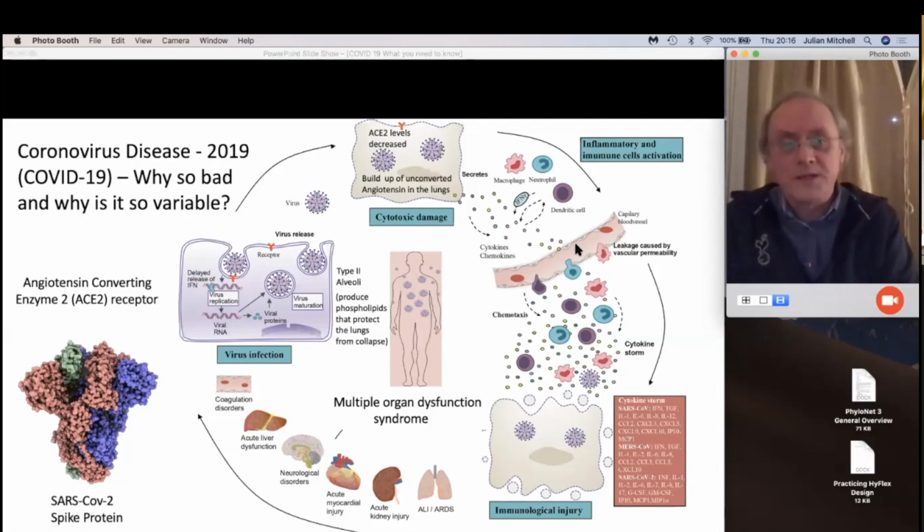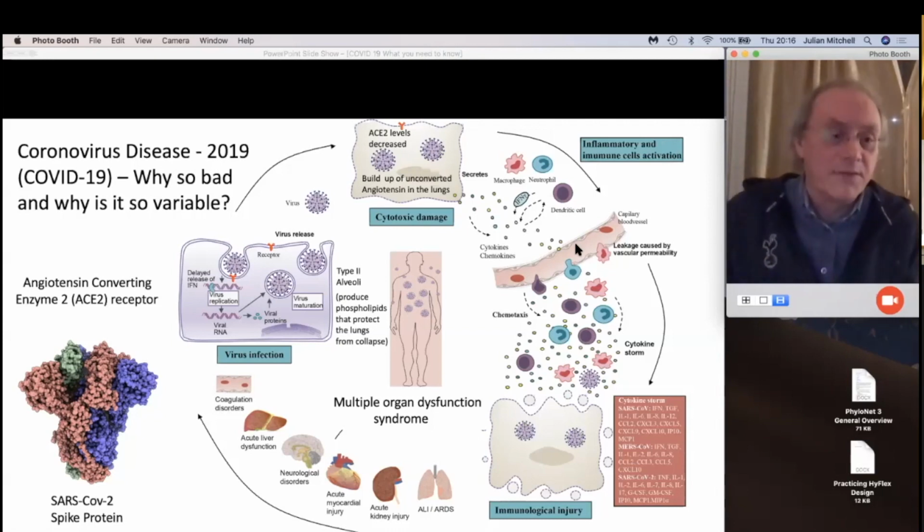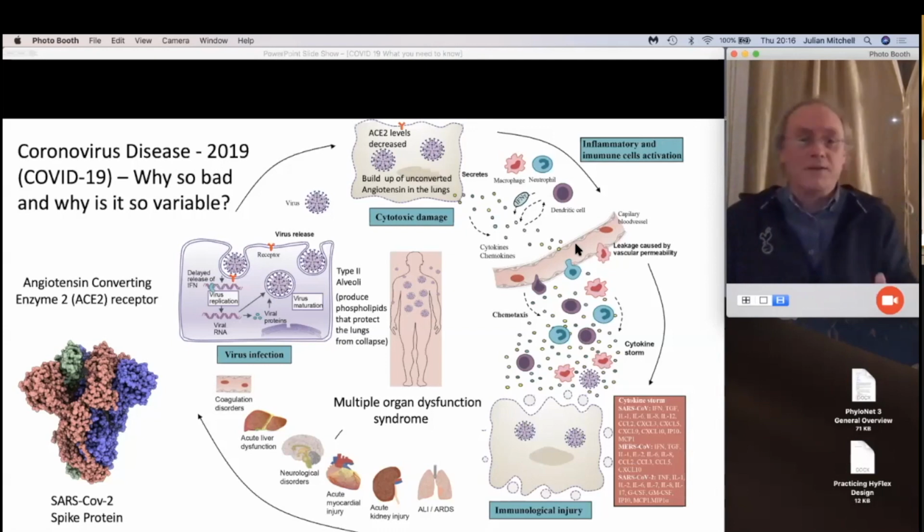And the reason why the story doesn't end there is because this receptor, the ACE2 receptor, is not just present in the alveoli. It's actually present in other tissues. So we find it present in the kidney tissues. We find it present in the heart. We find it present in neurological tissues like the brain, as well as in the liver. And there are many other places where it's found as well, including your throat.